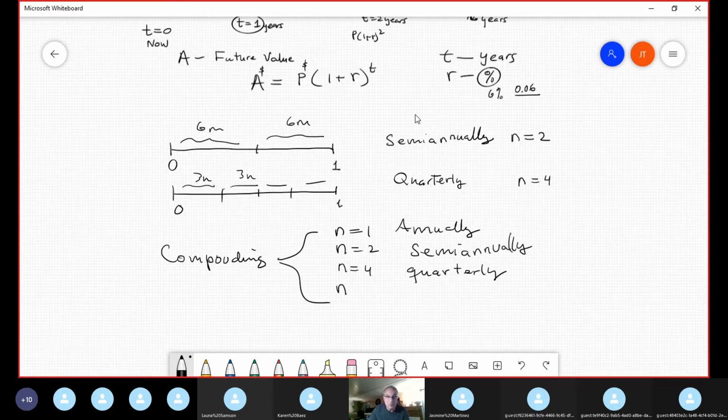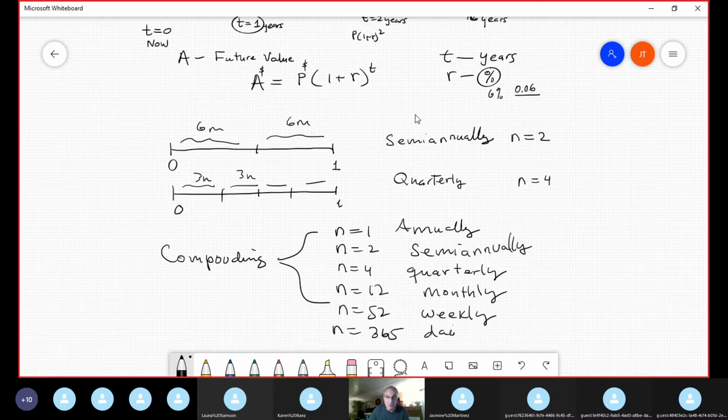N equals 12, it's monthly. N equals 52, it's weekly. N equals 365, it's daily. So we are doing different partitions, depending on the partition, no?